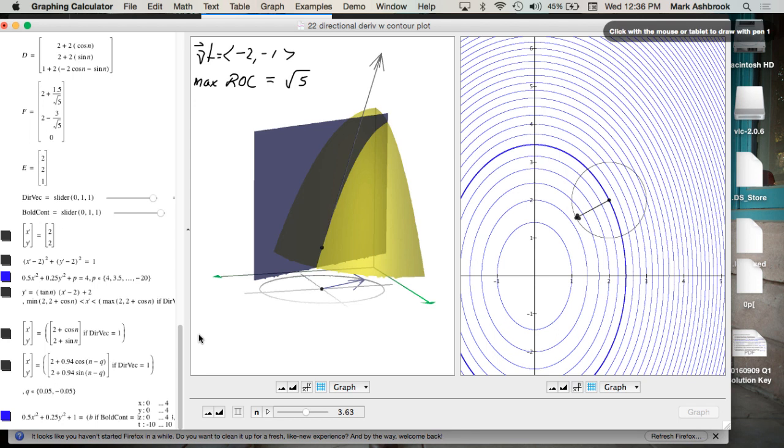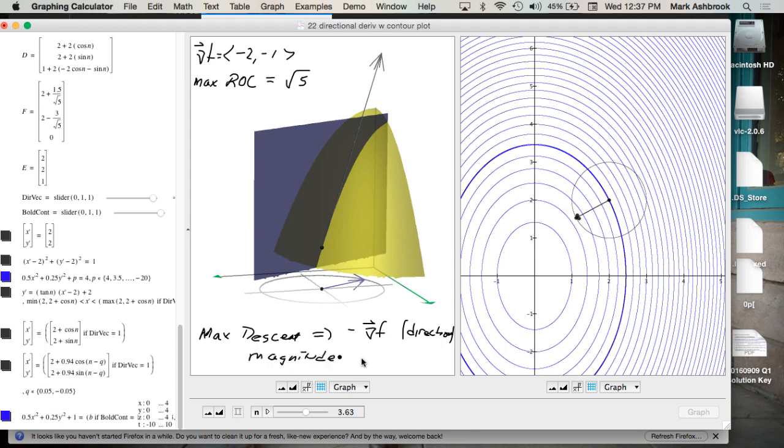So if you want max descent or max negative rate of change, you're going to go in what direction? You're going to go in the direction of the opposite of the gradient. So that's the direction. And the magnitude would be? Just the opposite of the magnitude, right? It's going to be negative of the max.